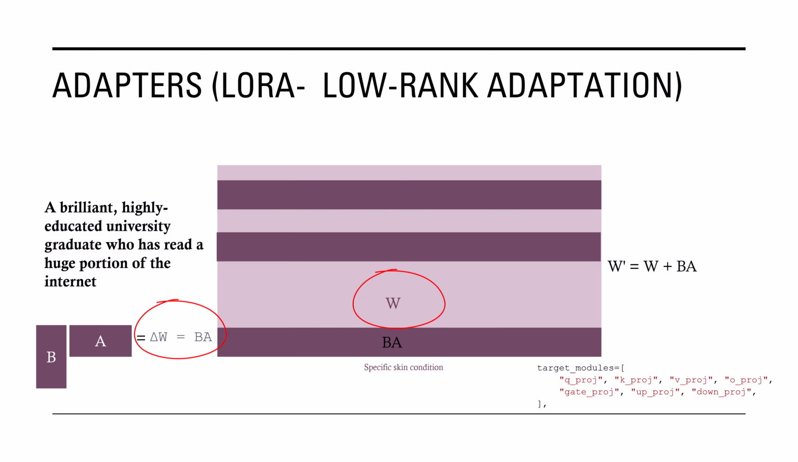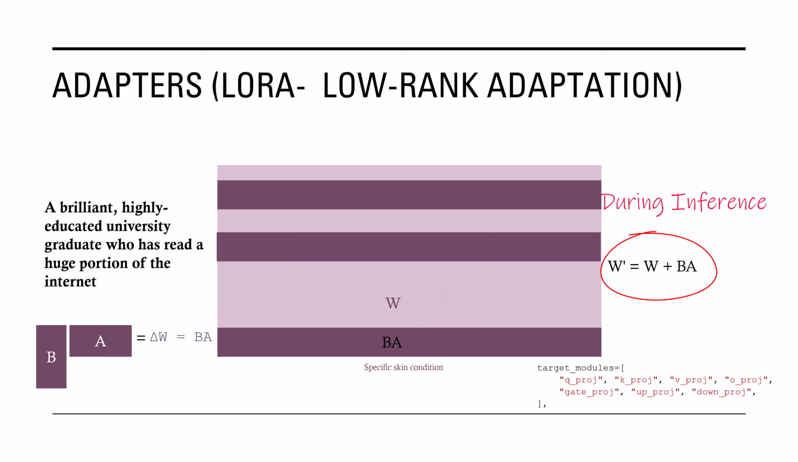So here, as you can see, only matrices A and B are trained. And during inference, these small matrices can be merged back into the original weight. The new weight will be the old weight plus this B and A, which we have trained. So it is very effective, highly parameter efficient, and crucially has no additional inference latency.